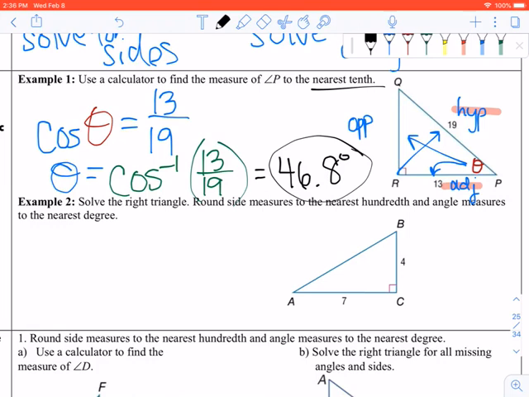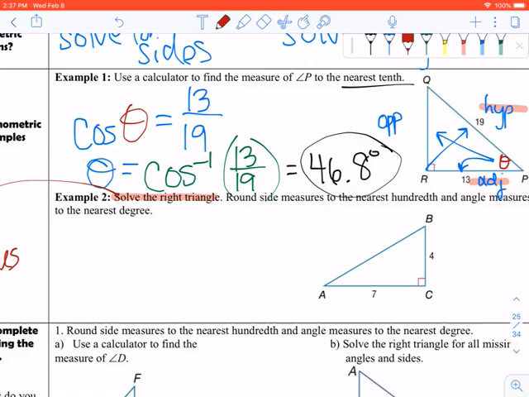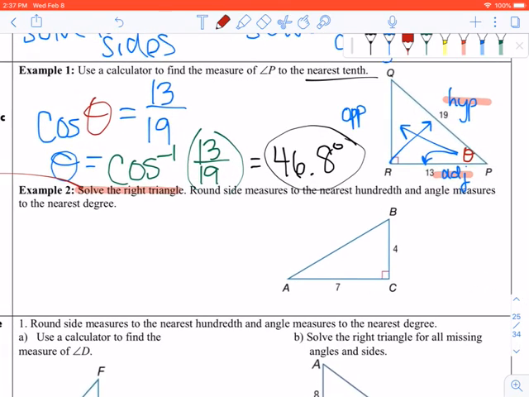This one says solve the right triangle. So when it says solve the right triangle, this means that you have to find all side lengths. So I'm going to make a note of that on the side. All sides and all angles. Okay, so notice here I have two side lengths. I need to find both angles because neither of them are labeled, and I need to find the third side.